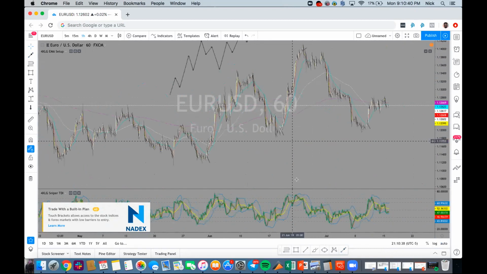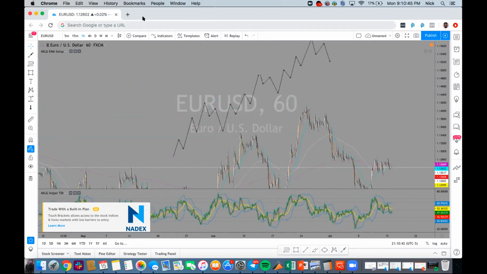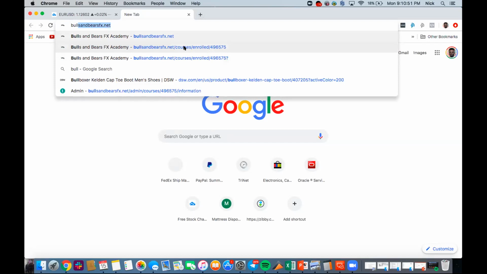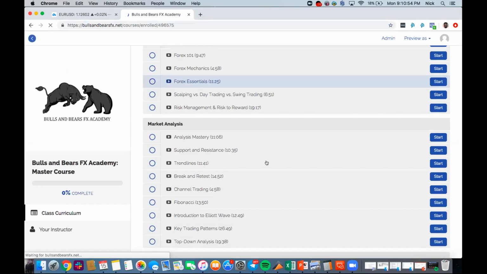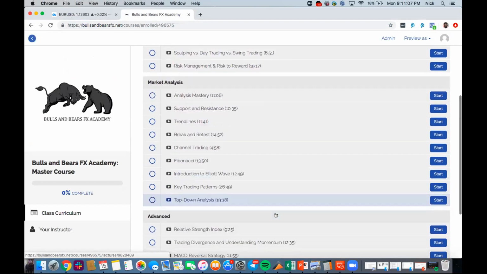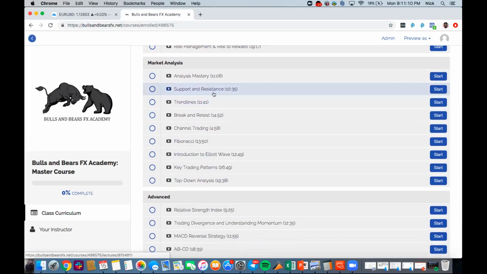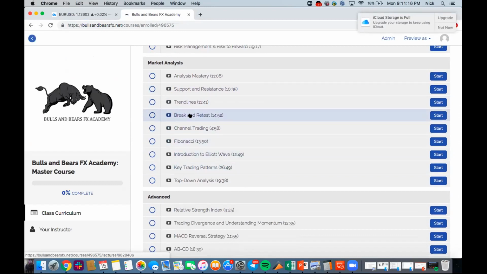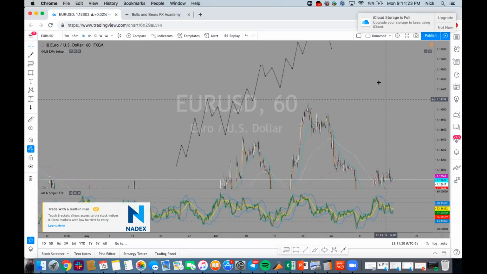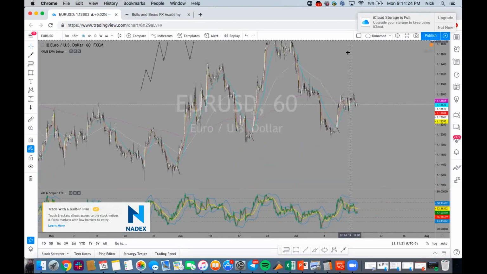Okay. So there is a module in my course on Elliott Wave, and I'll give you access to this too. I go over support and resistance, trend lines, break and retest, channel trading, Fibonacci, Elliott Wave, key trading patterns, and top-down analysis. So go through this stuff. This is all good. I'm sure you probably already know it, but it's one thing to understand support and resistance and trend lines, and another thing to actually go back into the charts and apply what you know.